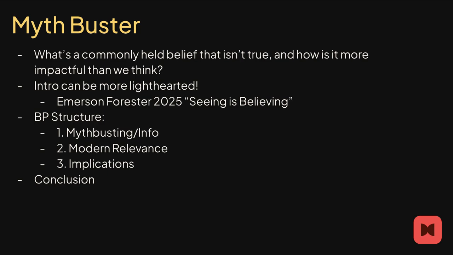The speech we'll be analyzing for this archetype is Emerson Forster's 2025 speech, Seeing is Believing, in which she talks about how important of a role vision is and how we might not realize how important vision is. And as a result, how large media or corporations can manipulate vision for their own benefit.